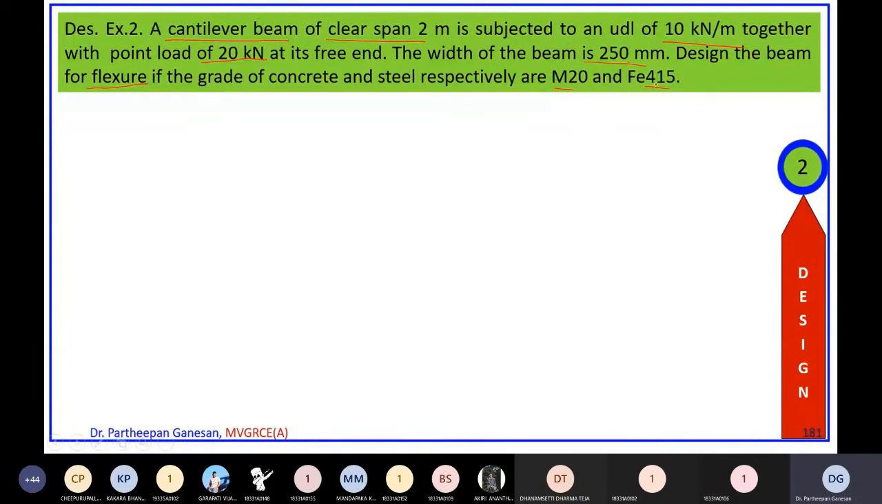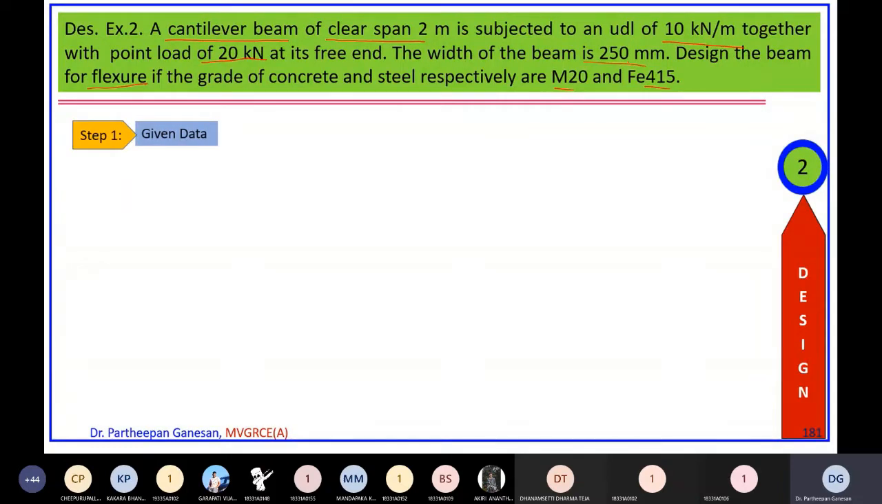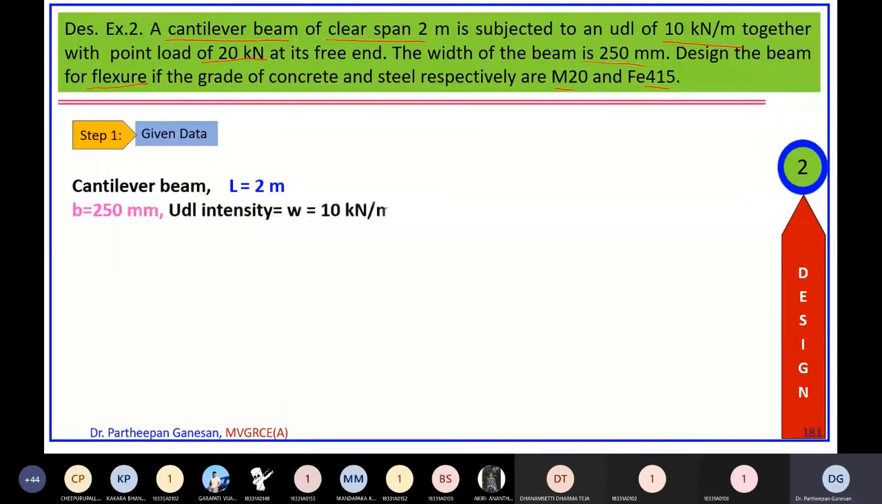Okay, so I'm not going to fully solve this problem, because yesterday we have seen the design fully, but I will go through each step quickly. So as usual, the first step will be the given data. So it is a cantilever beam of clear span L. Remember in the earlier problem the effective span was given, so I wrote L effective. Here it is clear span, so I have written only L.